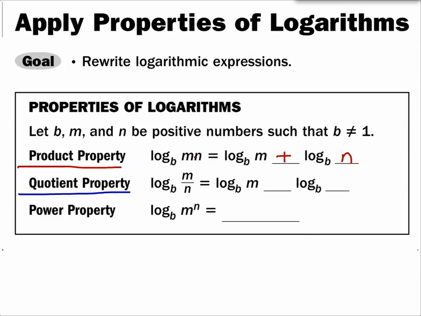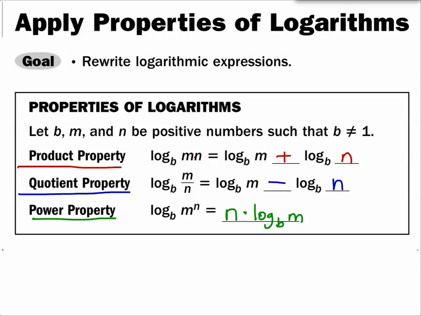So then you have the quotient property. Log base b of m divided by n is log base b of m minus log base b of n. So you're subtracting the logs. And then finally, the power property, and this is perhaps the strangest, but also definitely the coolest. It's log base b of m to the n, and that's n times log base b of m. So these are the 3 properties. They are super duper important.